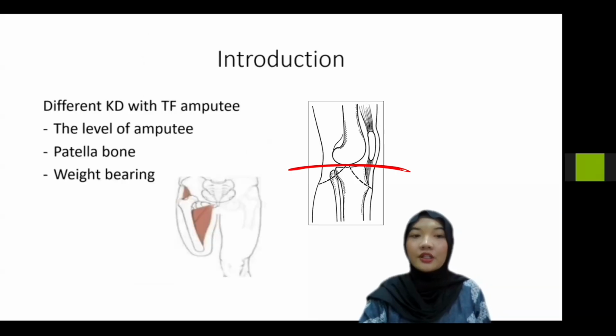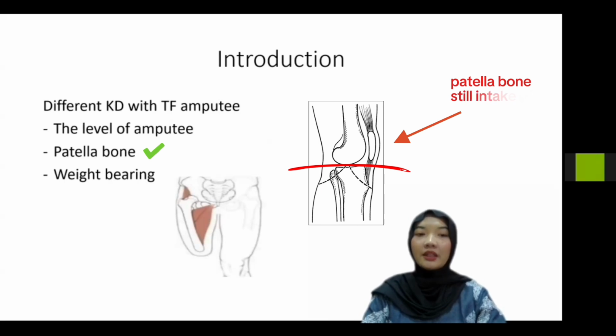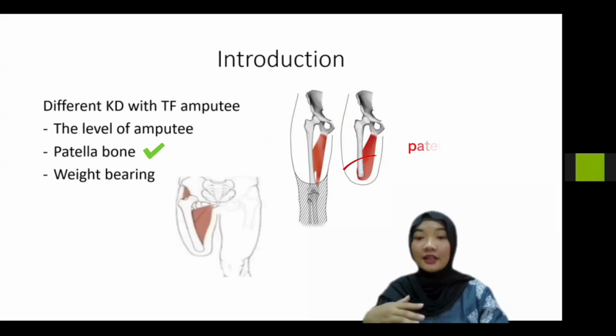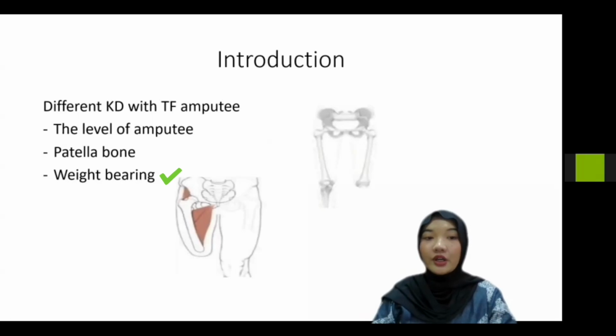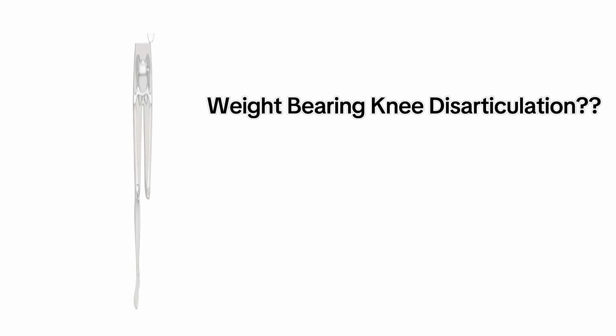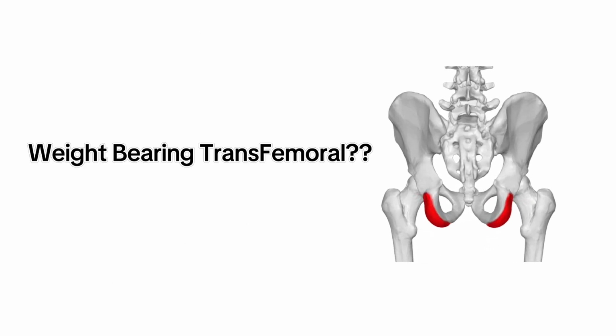And for the KD, the attachment of the patella bone is still intact, but for the TF it is already cut. And for the location of the weight bearing, for the KD it is the distal end of the stump, and for the TF the location is the IT.